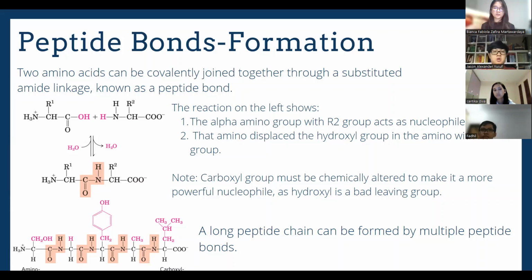And basically, this continuation here, the one that involves the release of water, not only happens once, but it can happen multiple times to form a long chain of peptide, which can be formed by multiple peptide bonds, as shown here. And each peptide has its own respective ends. The one with the positive end is called the amino terminal end, and the one with the negative is called the carbonyl terminal end. Next.